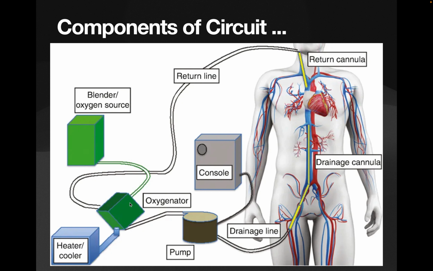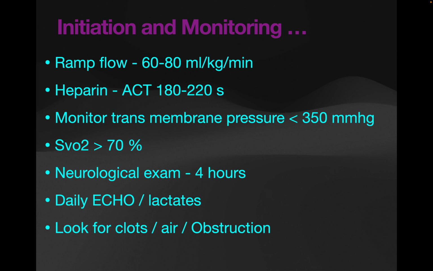After it gets the oxygen source, as you can see, from this oxygenator, the artificial lung, the return blood goes through the return cannula inside the right IJV. So this is how the whole circuit looks.